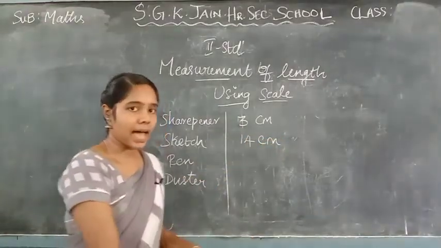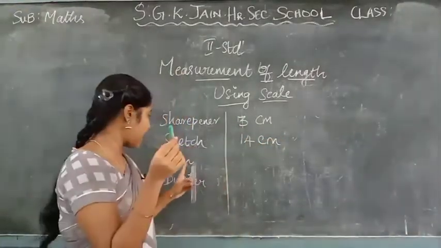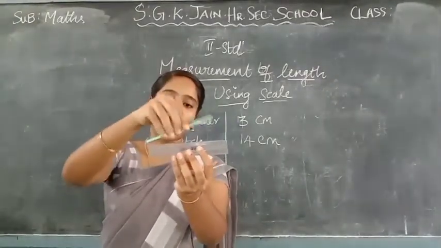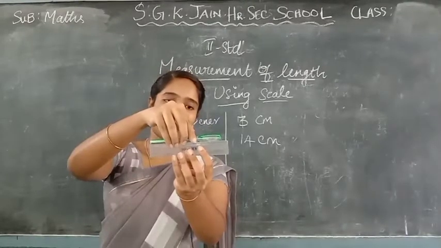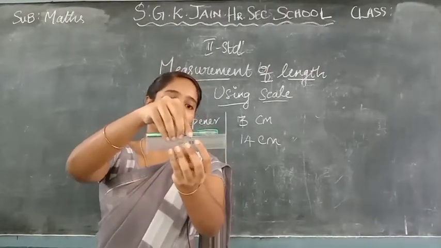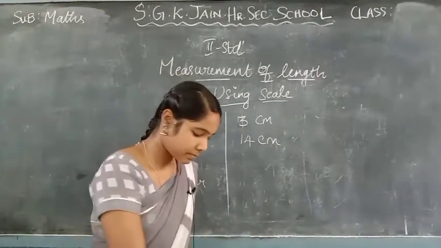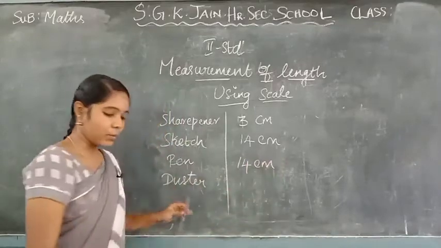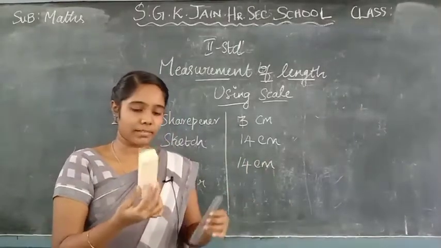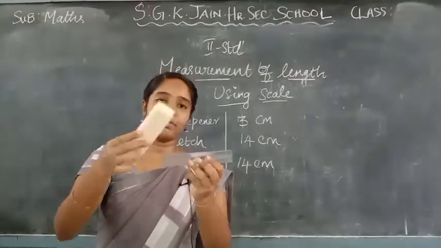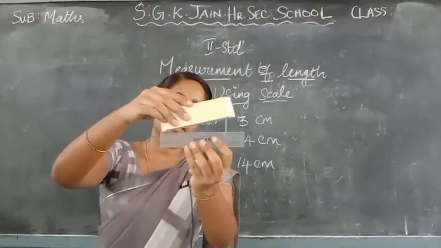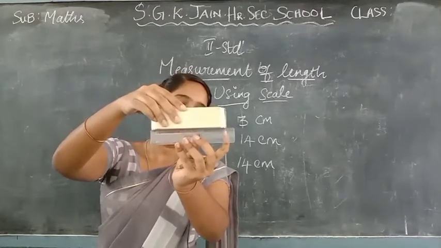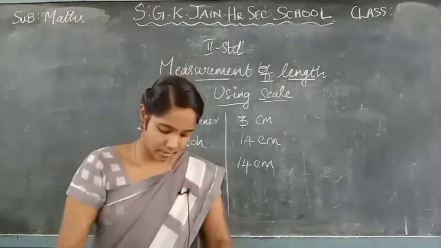Then next we have taken a pen. Here I have given a pen. Let us measure this. Place one end on the 0 point and place the other end. What is the length here? It is also 14 centimeter. Then finally we have a duster. We use it in our classroom, right? Let us measure the length of this duster. Place it at the 0 point and see the number at the end. This is also 14 centimeter.